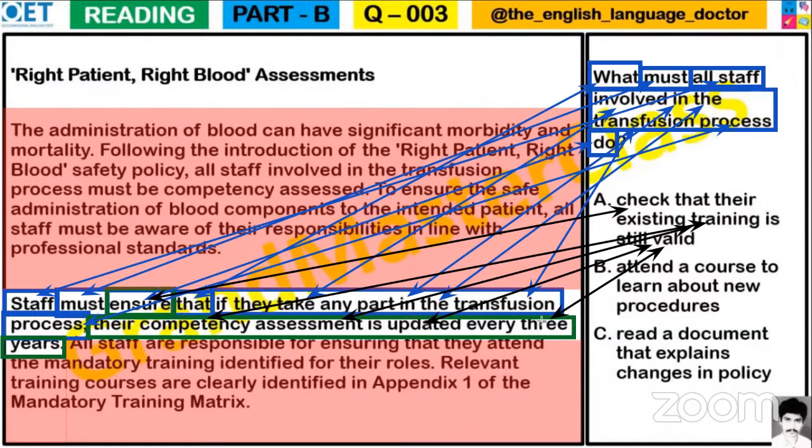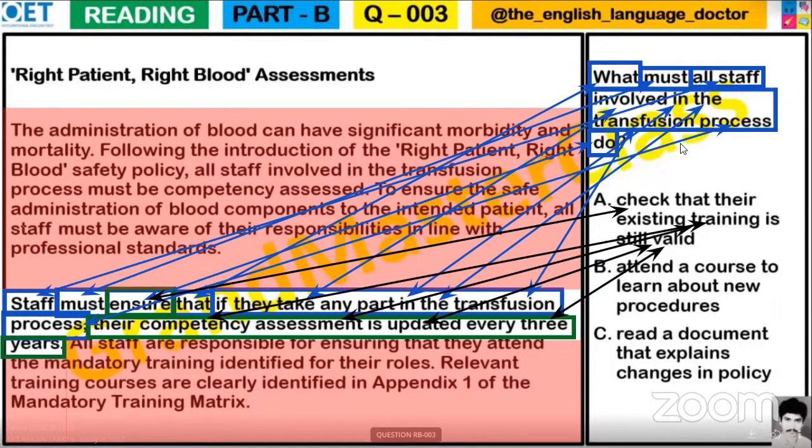So here is the answer. You'll get that answer. All staff are responsible for ensuring that they attend the mandatory training identified for their roles. But this doesn't help anything there. The answer is in the previous sentence itself. They attend the mandatory training for competence assessment, for validity, extension of the training. That's all.